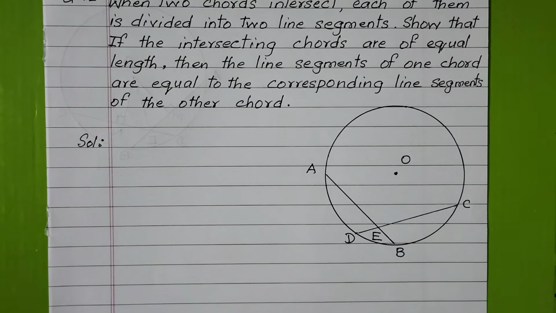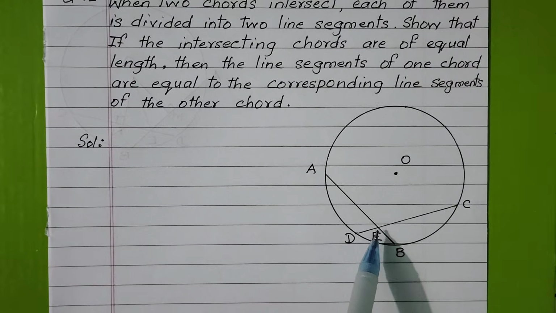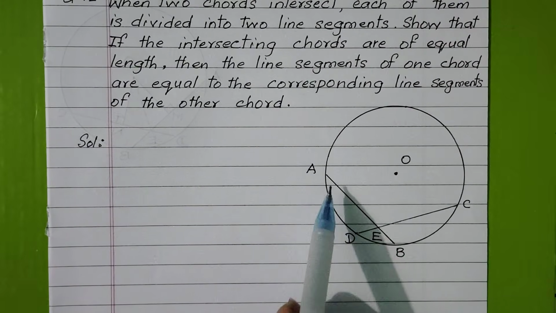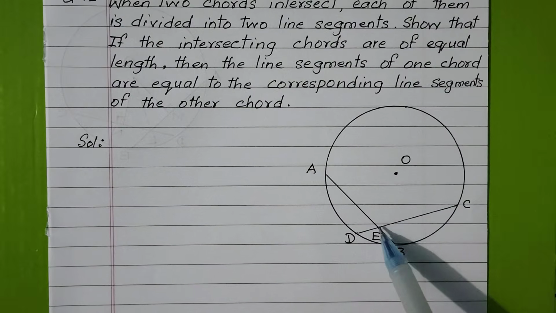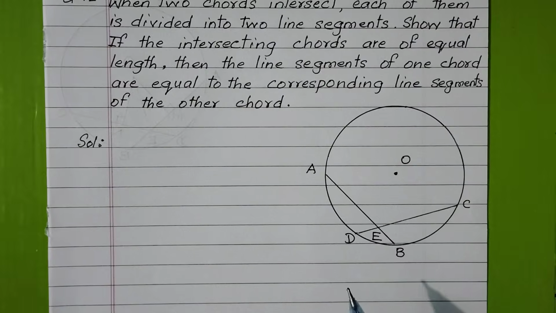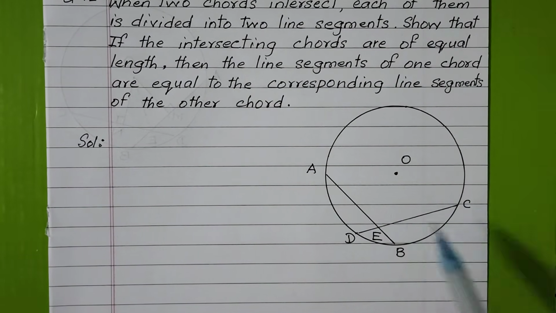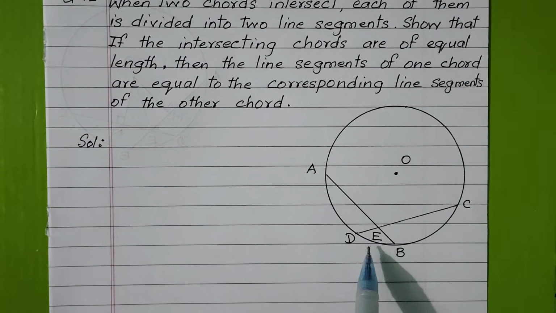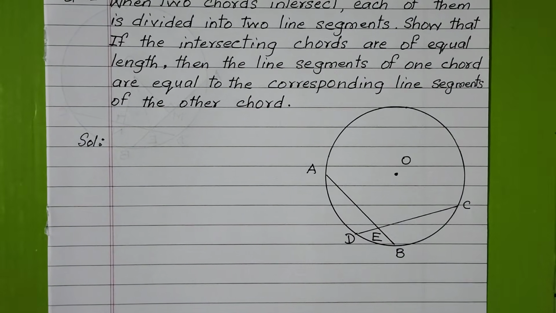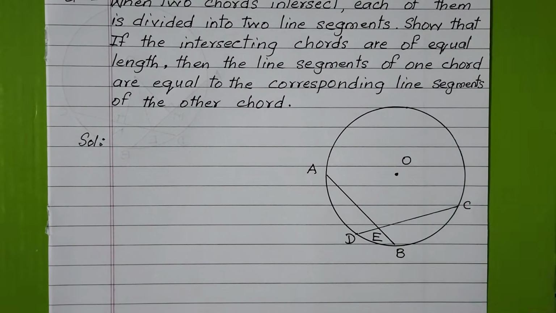We have to show that if AB and CD are equal, then the line segments of AB, that is, we have to show that AE is equal to CE and BE is equal to DE. Now, O is the center of the circle.